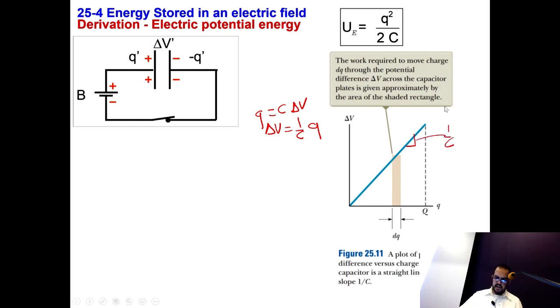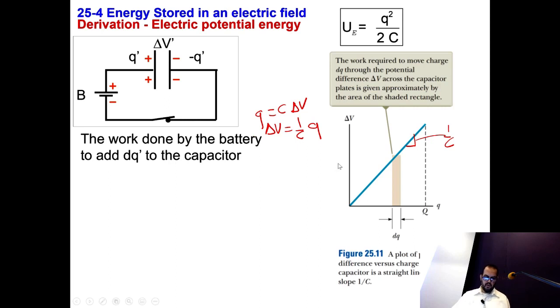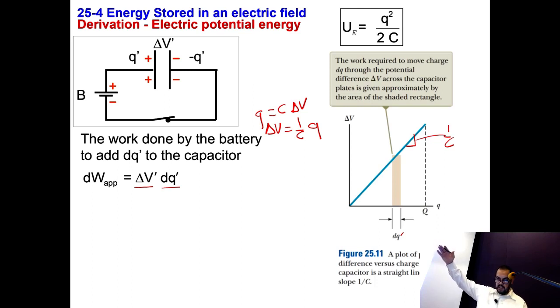Okay. And if we think about the work that is done by the battery to add, let's say, dq prime, a small element, to the capacitor, it will have to do some work. And the work, remember, we said potential energy is equal to delta V times Q. So here, since it's an element of charge dq prime, we can multiply delta V prime times dq prime. We want to determine how much energy is needed in order to charge the capacitor from zero. It starts from zero charge till it reaches the maximum charge of Q, or capital Q here.